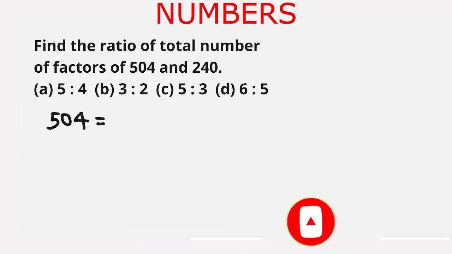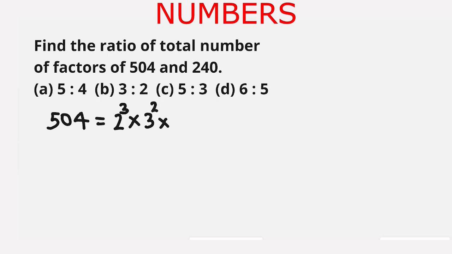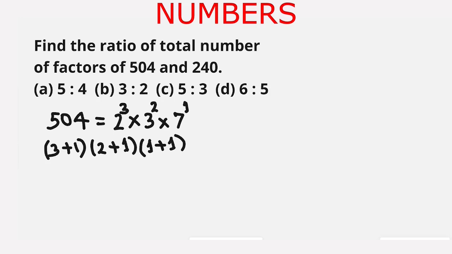The prime factors of 504 are 2 to the power 3 multiplied by 3 to the power 2 multiplied by 7 to the power 1. Now we can find the number of factors of 504. We have to add 1 to every power of prime factors. So 2 has the power 3, so we add 1 to it. 3 plus 1 into 3 has power 2, so we add 2 plus 1. 7 has power 1, so we add 1 to 1. And 3 plus 1 is 4.